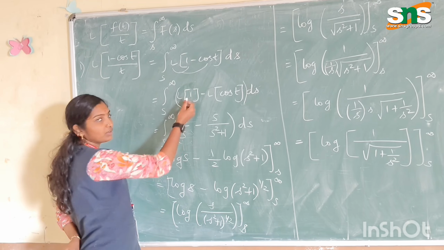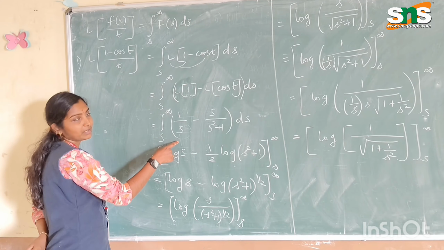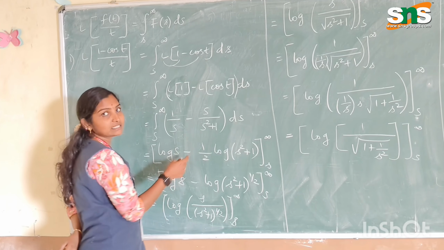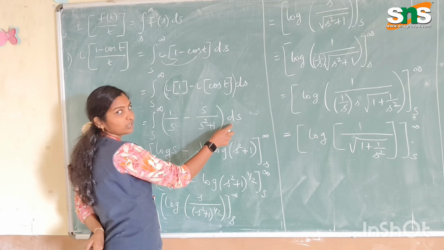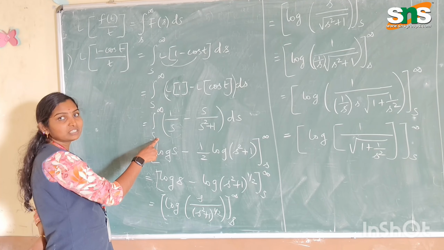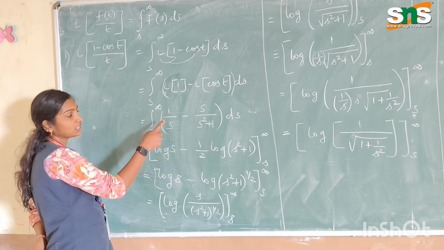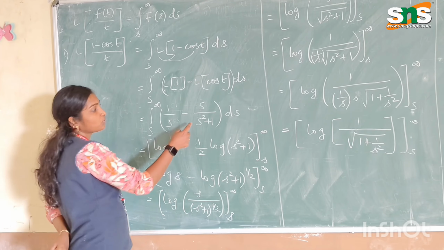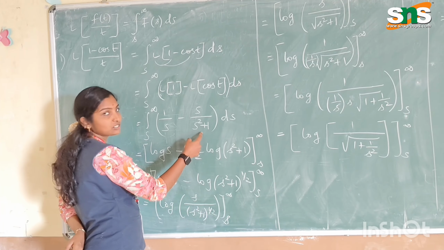Now what is L of 1? As we have discussed earlier, it is 1 by s. And what is L of cos t? It is s divided by s square plus 1, into ds. What is the limit of integration here? It is s to infinity. Now what is the integration of 1 by s? It is log s. And what is the integration of s divided by s square plus 1?